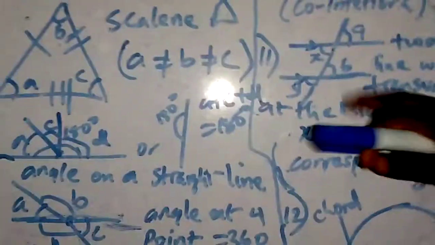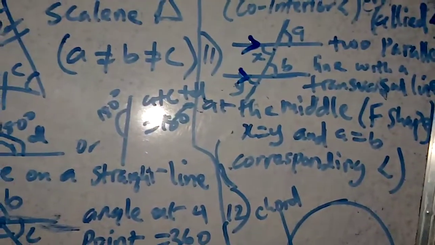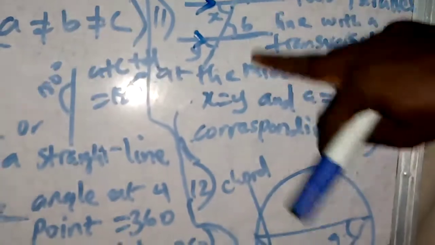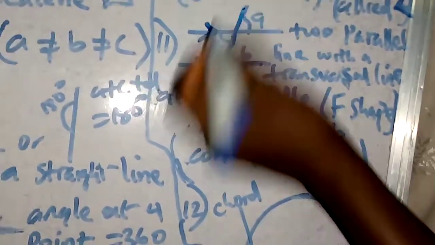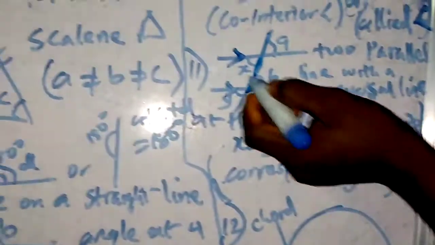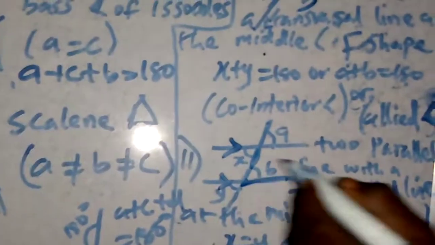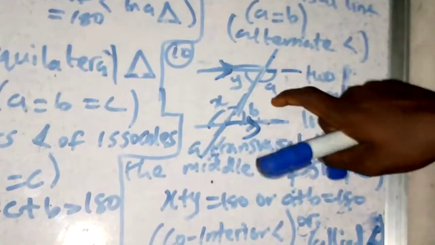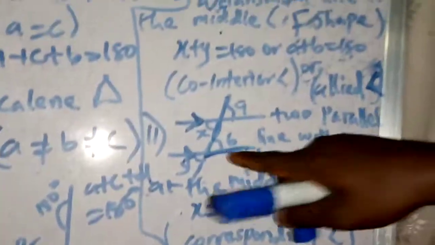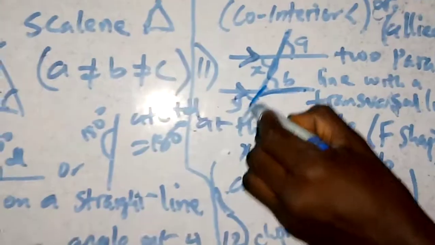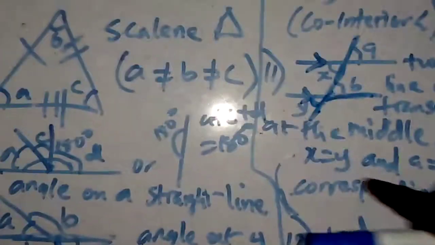When you see a question like this, also two parallel lines linked with a transversal line, looking at this, it is also like F shape. F shape upside down, and this is F shape upside up. So it is different from the one we just treated. Now this is angle A, and this is outside, but this is inside. So X equals Y, and A equals B.